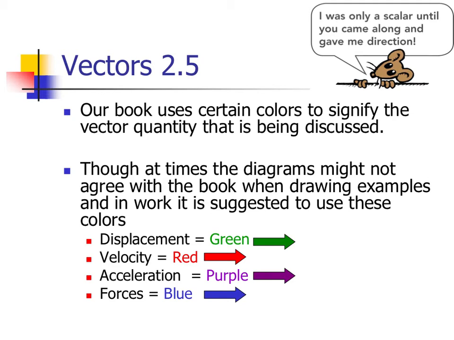And when it comes to vectors, we can't add colors together. Green arrows can only be added with green arrows. Red arrows can only be added with red arrows. It helps us make sure that we're making the right additions, adding the correct things together.